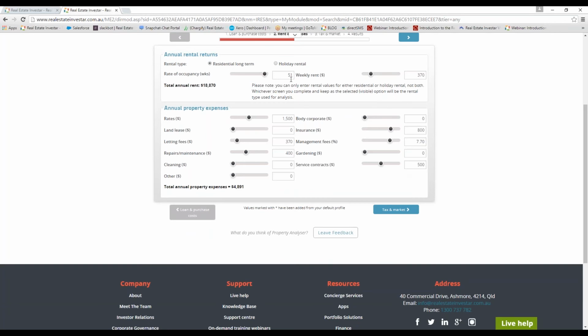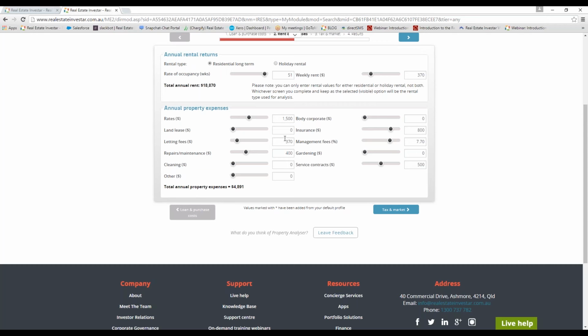So rent and expenses now we move to. We've factored in 51 weeks, so 1 week of vacancy. We've estimated that we're probably going to get $370 for that property. Now we know there's a lot less land, but we still have the intrinsic value in the house for the renter. So pretty close, we think we're going to be able to maintain that rental amount.